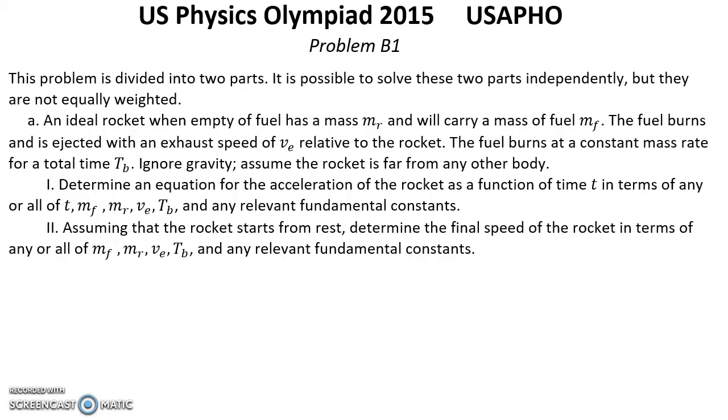Question 1. Determine an equation for the acceleration of the rocket as a function of time t in terms of any or all of t, m_f, m_r, v_e, t_b, and any relevant fundamental constants. Question 2. Assuming that the rocket starts from rest, determine the final speed of the rocket in terms of any or all of m_f, m_r, v_e, t_b, and any relevant fundamental constants.